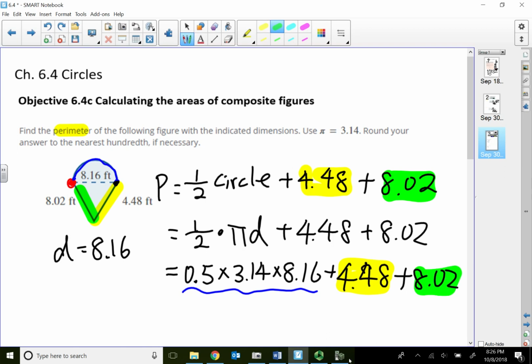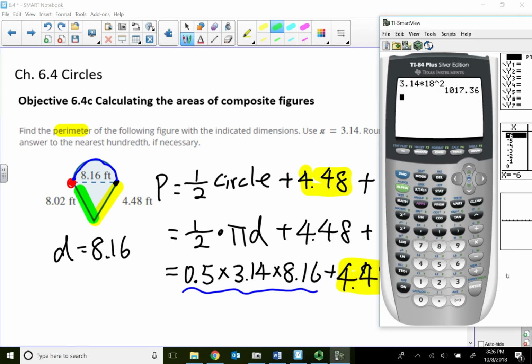All right, let's punch it in. Let's see what we get here. When you type it in all together, make sure you write it out before you enter it. 0.5 times 3.14 times 8.16 plus 4.48 plus 8.02. So my answer, rounded to the nearest hundredth, will be 25.31.